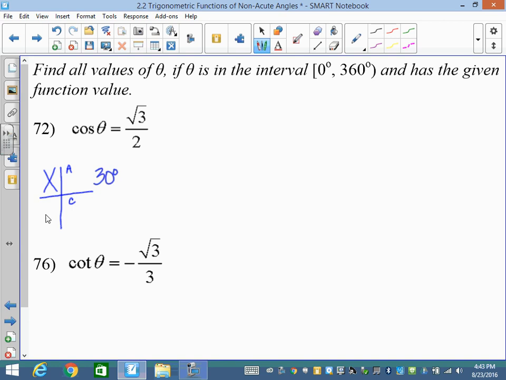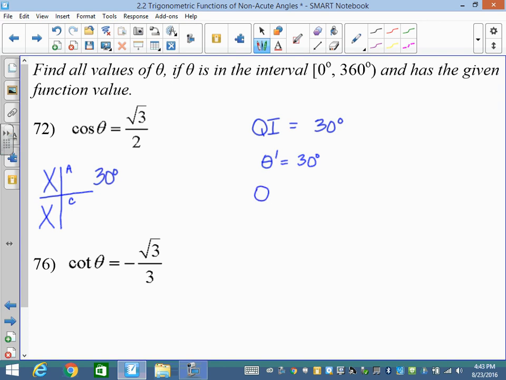So we know we're not in quadrant 2, we know we're not in quadrant 3. We're in quadrant 1 and quadrant 4. Well, the quadrant 1 angle was the easy one. It's equal to 30 degrees. But guess what? Your reference angle is also 30 degrees.